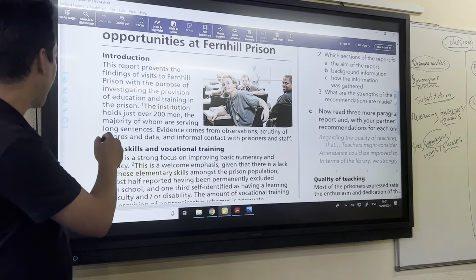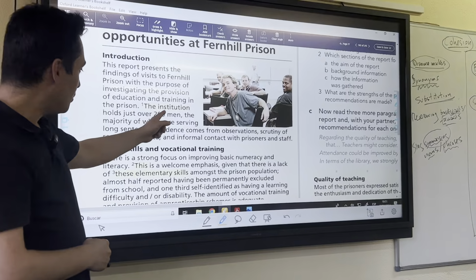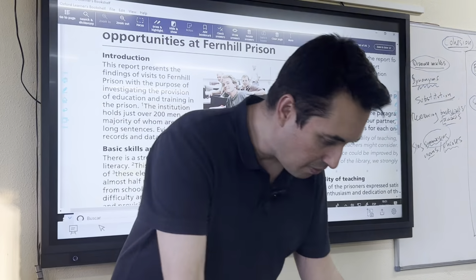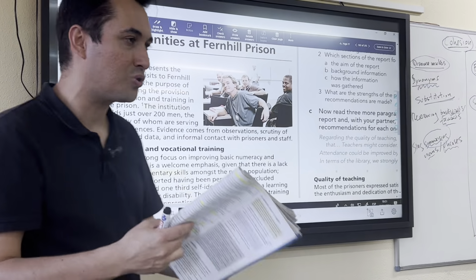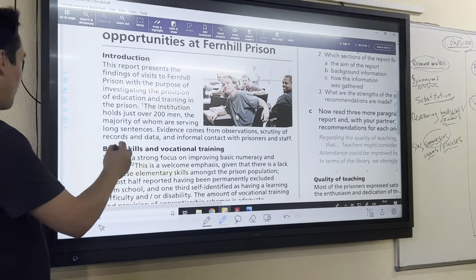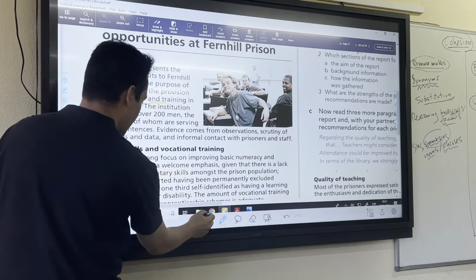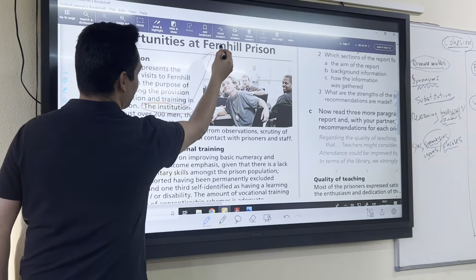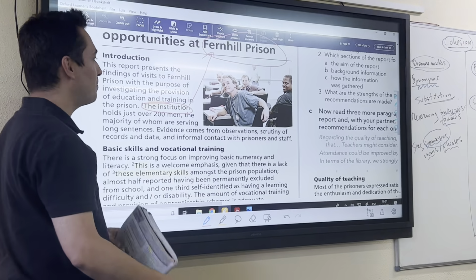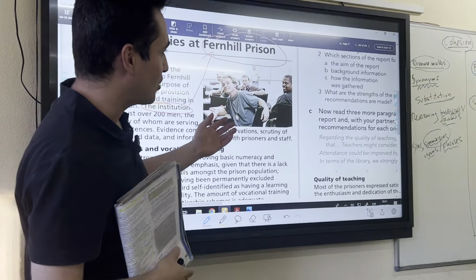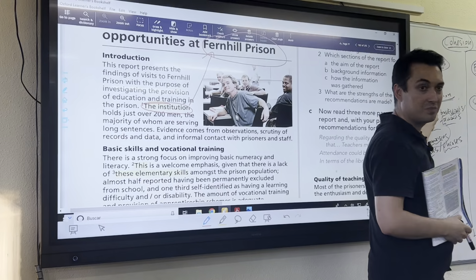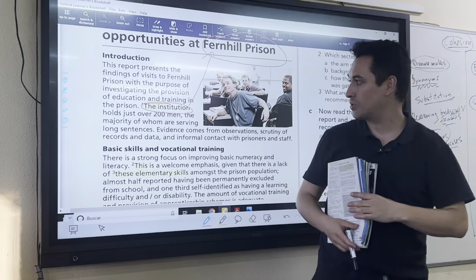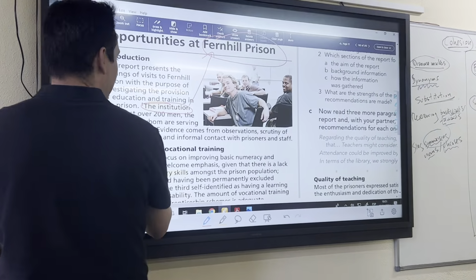For example, here, when they say, "The institution holds just over 200 men." The institution? What is it referring to? Fernhill Prison. So here, the institution is referring to Fernhill Prison. We could say this is a substitution. Yeah? A substitution. One of the devices. Okay, let's do number 2 together.